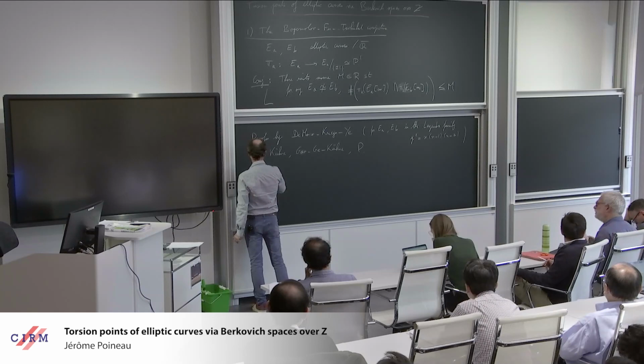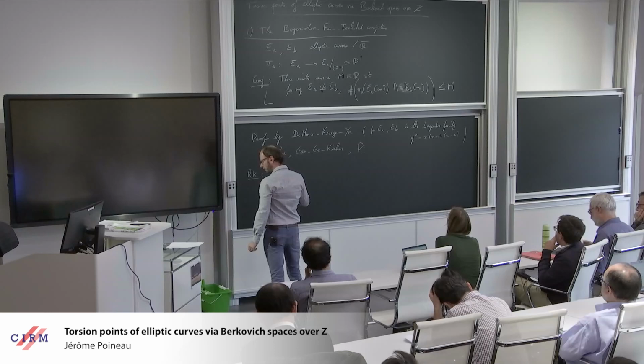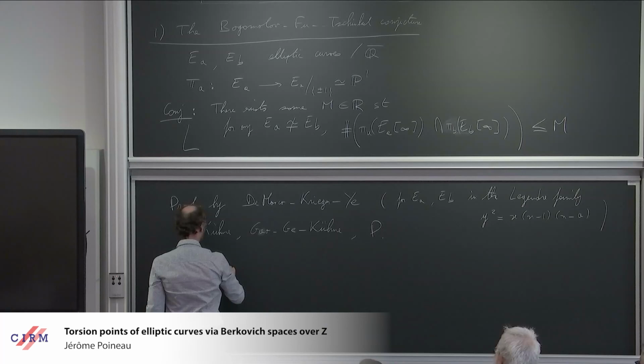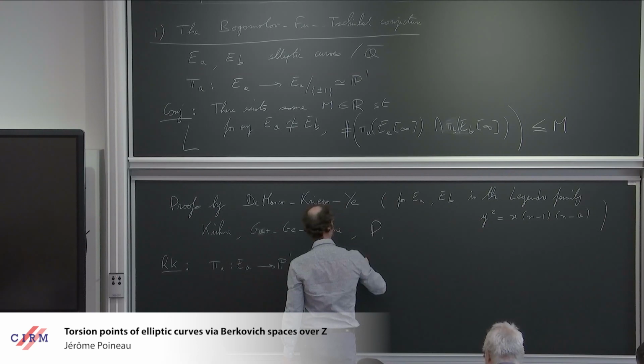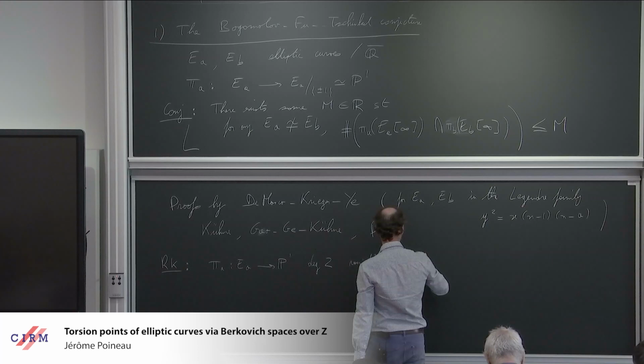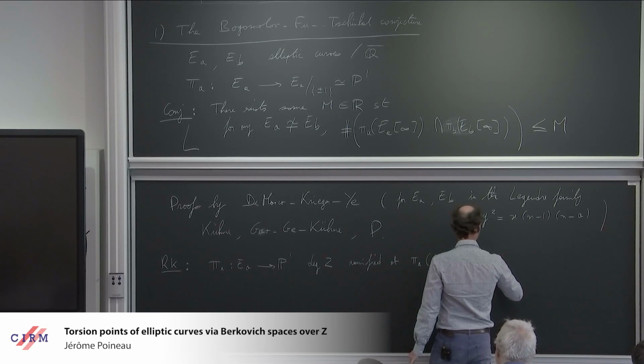So the remark that goes afterwards, and I get back to your comment, is that the map pi A is quite explicit. So this pi A from E_A to P1 is something rather concrete. It's some degree 2 map ramified at some point. So actually the image of the two-torsion points in this presentation is a set of 4 points, say A1, A4, okay?